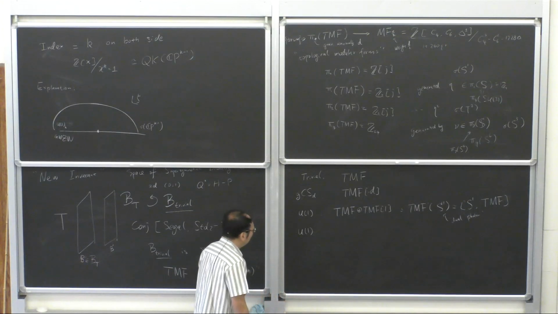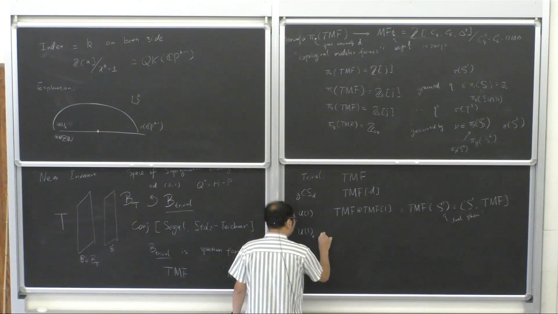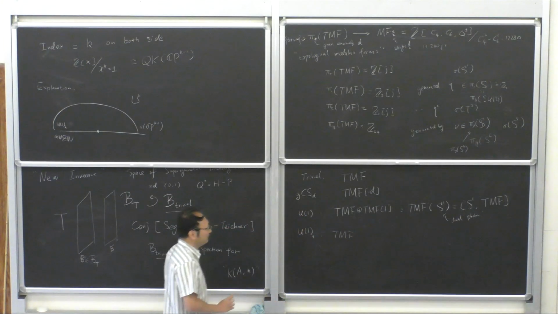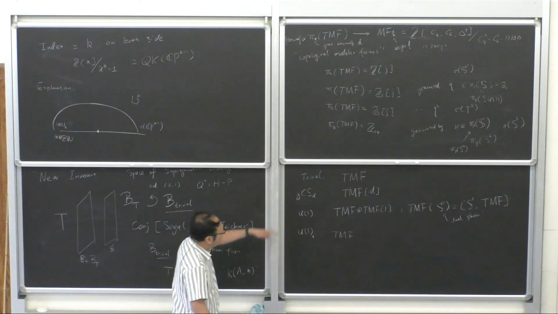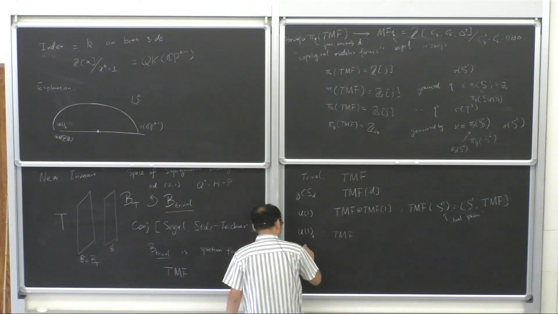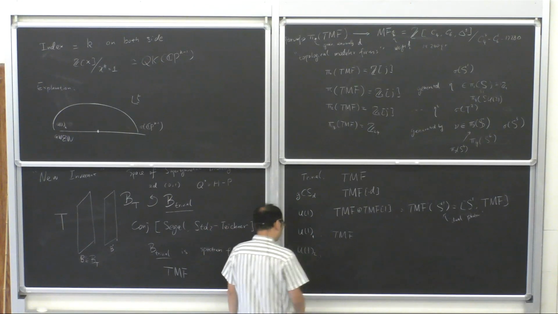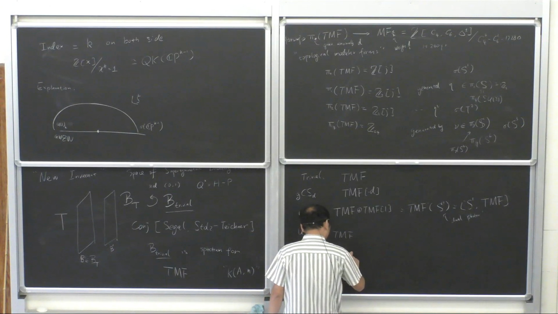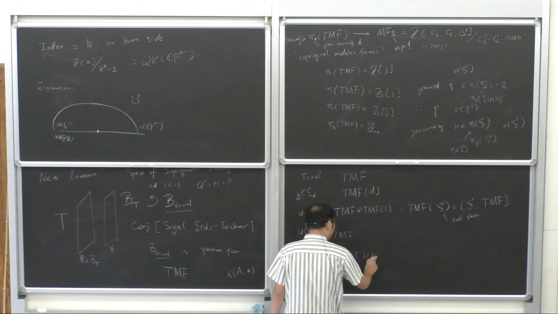So U1 at level 1. This is TMF again. So all of this looks like free modules. But then you look at U1 level 2. This is already not free. So this is a mapping cone of nu.